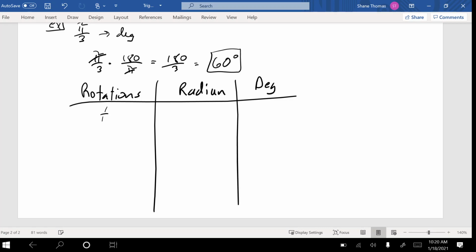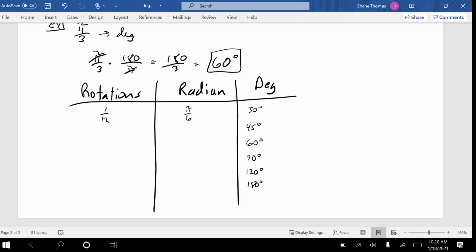If I have 1/12 of a rotation, it's pi over 6. It's going to be 30 degrees. I'll write out these degrees first: 30, 45, 60, 90, 120, 180. We'll stop there for right now. Okay, so those are my most common degrees.